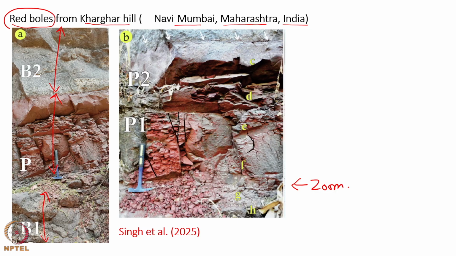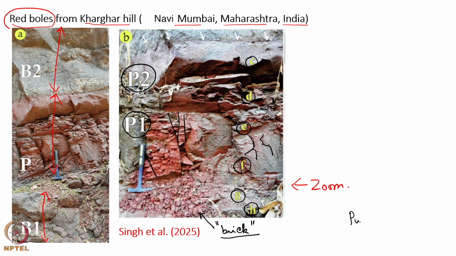There are a few irregular cracks. Now, for some purpose this bowl bed has been divided into two parts, the P1 and the P2 portion, and further divisions can be made if required, such as C, D, E, F, G and H. A single piece of the red bowl can be comparable with a brick. It is only a superficial comparison.